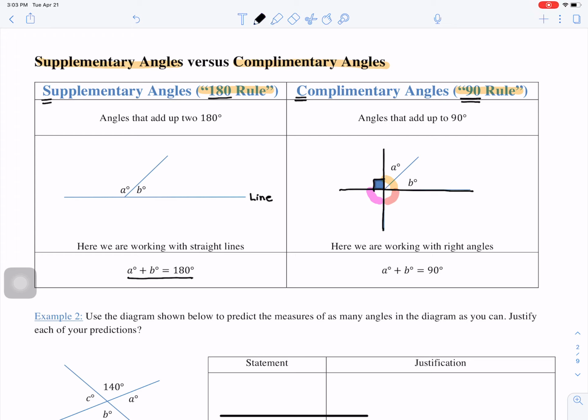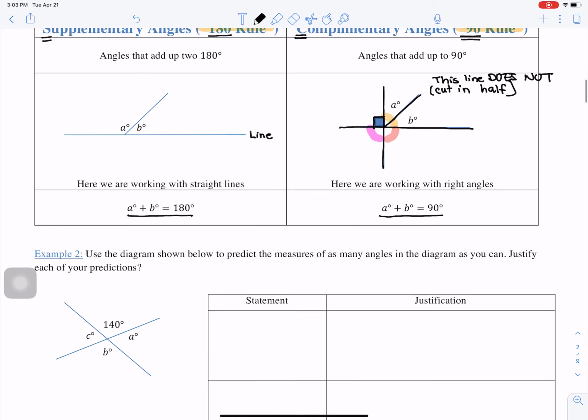Then what I do is I take a line that breaks up A and B, not exactly in half. This line does not cut in half. It doesn't have to, it can, but it does not cut in half. The angles that are there, A can be, say, 30 degrees and B can be 60, but we know the relationship between them is that A plus B has to work out to 90 degrees.